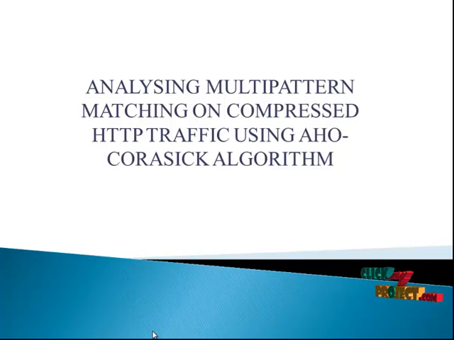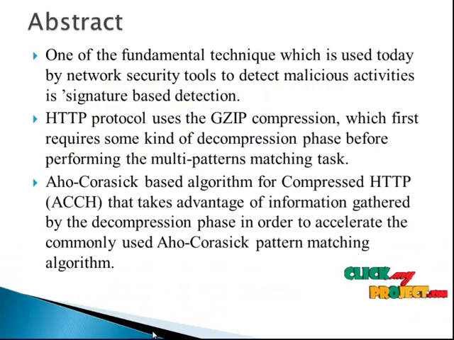Now we are going to see the title: analyzing multi-pattern matching on compressed HTTP traffic using the accuracy algorithm. Nowadays, HTTP traffic is common because of the GZIP protocol. HTTP uses the GZIP protocol for compressing the data which is sent over the network. Most security tools do not deal with compressed traffic, which becomes more and more common in HTTP.